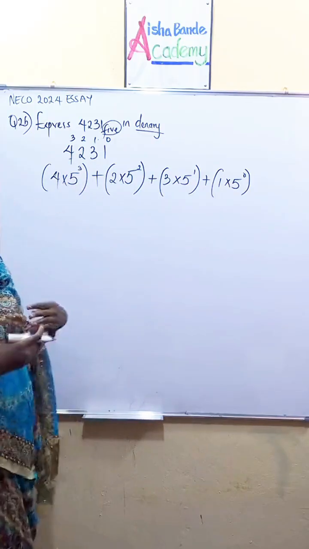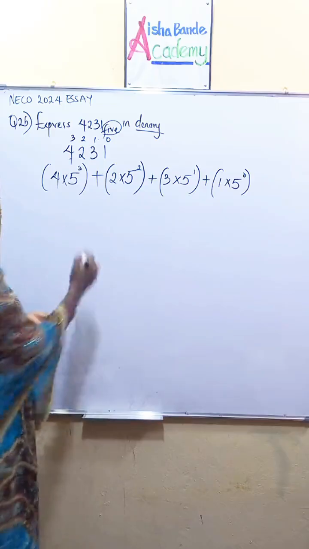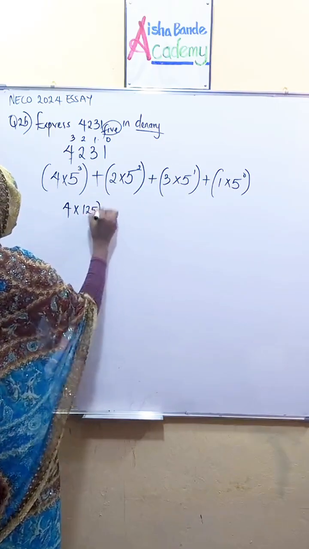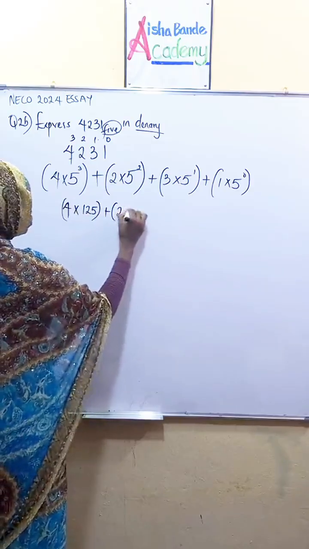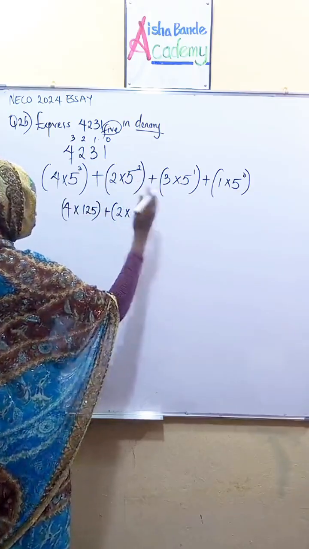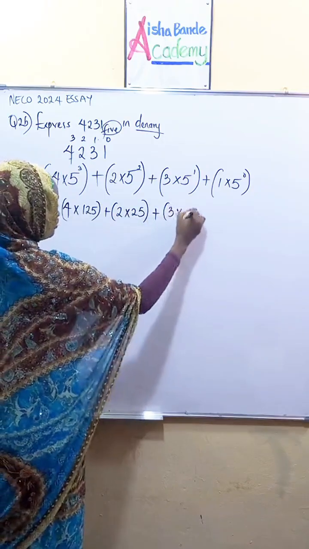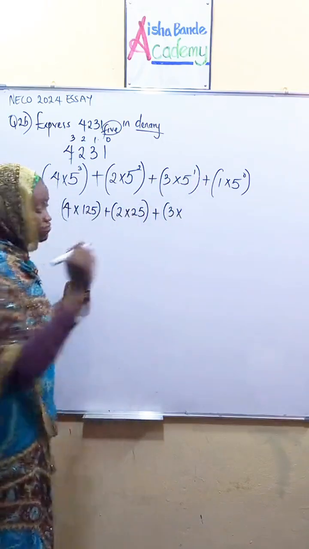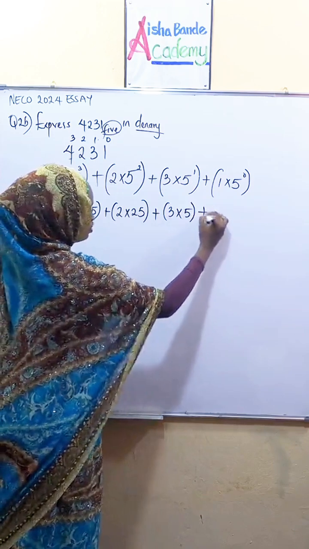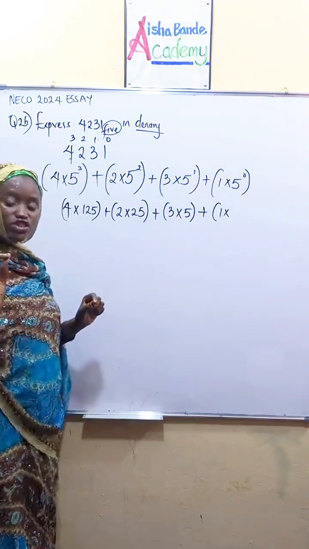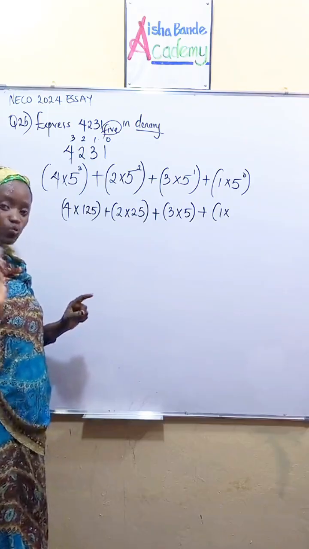Moving on, the next step now is to simplify. So this becomes 4 times 5 to the power of 3, which is 125, plus 2 times 5 to the power of 2, which is 5 times 5, is 25, plus 3 times 5 to the power of 1, which is 5, plus 1 times 5 to the power of 0, which is 1. Kindly note that any number to the power of 0 in mathematics is 1.